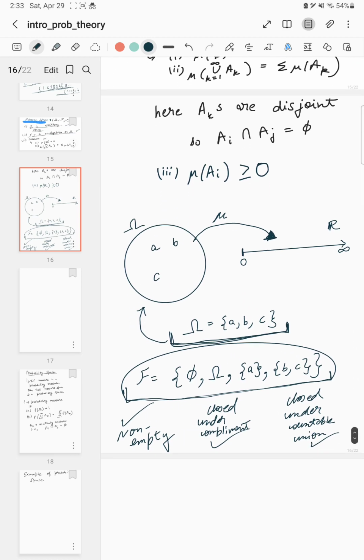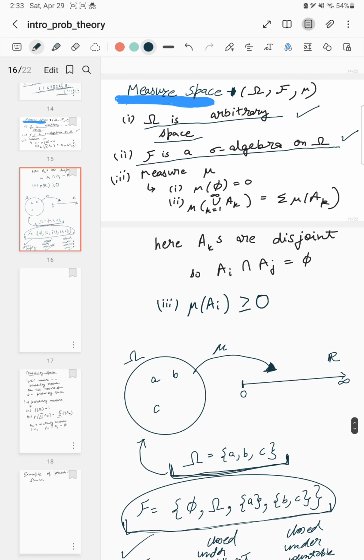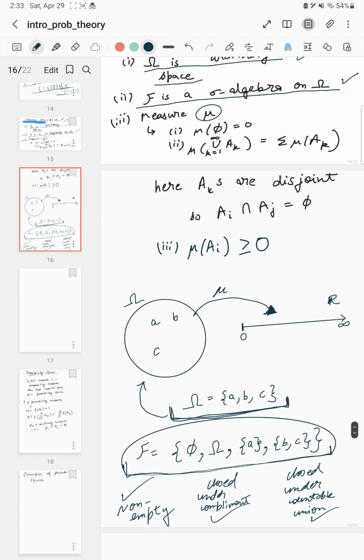Okay, so we have formed omega as an arbitrary space. We have also formed F, which is a sigma algebra on omega. Now let's define what is a measure. A measure is denoted by the symbol mu, and you can see that a measure is nothing but a mapping function. It maps from this sample space to the real number line, to the set of all the real numbers in the closed interval of 0 to infinity. Okay, now let's see what are the constraints on the measure mu.